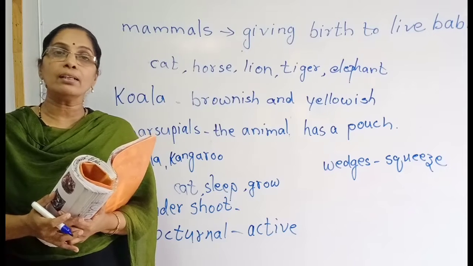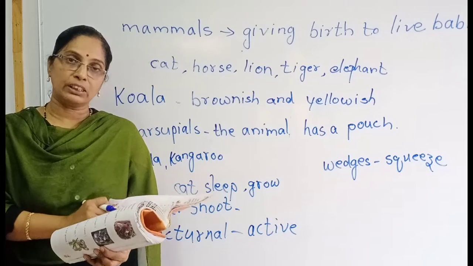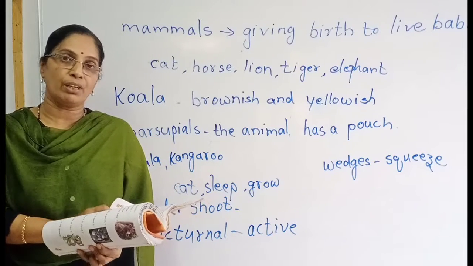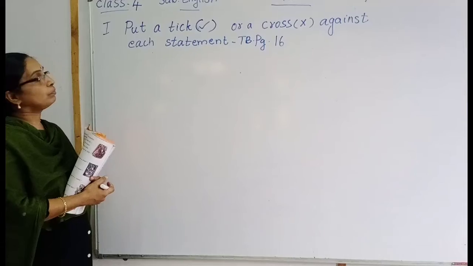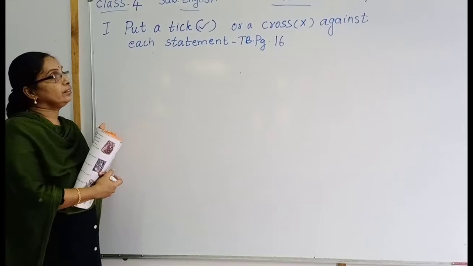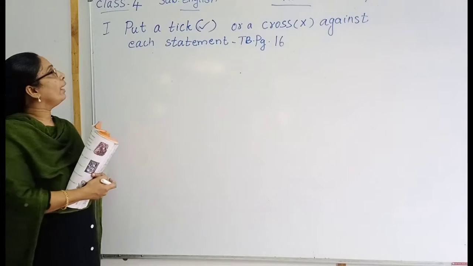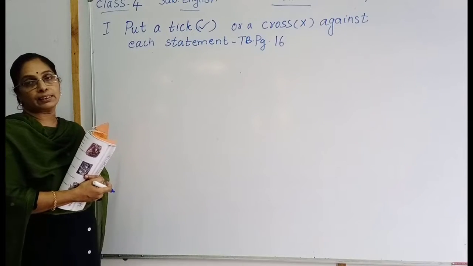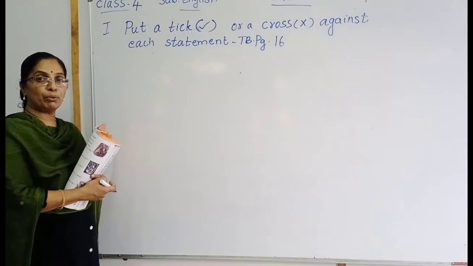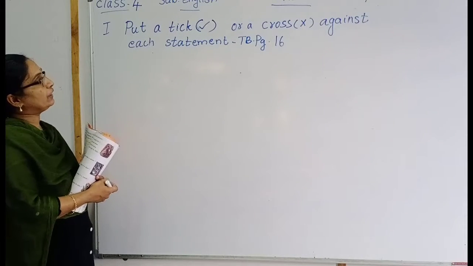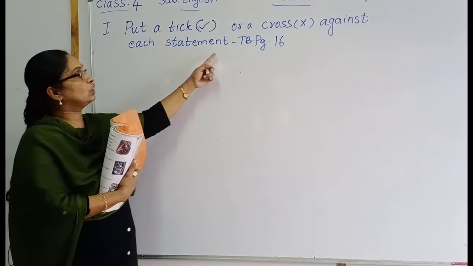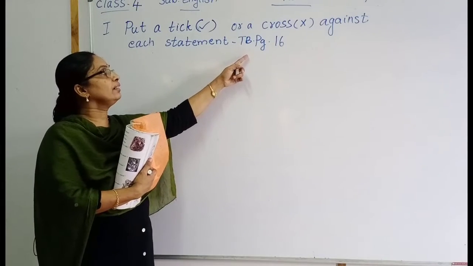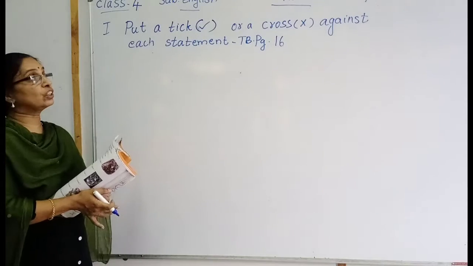So this is the koala lesson, children. You read the lesson well, children. Okay children, our explanation is over and we are doing the exercises now. Exercise number 1, put a tick or a cross against each statement. You can see it in the textbook page 16.